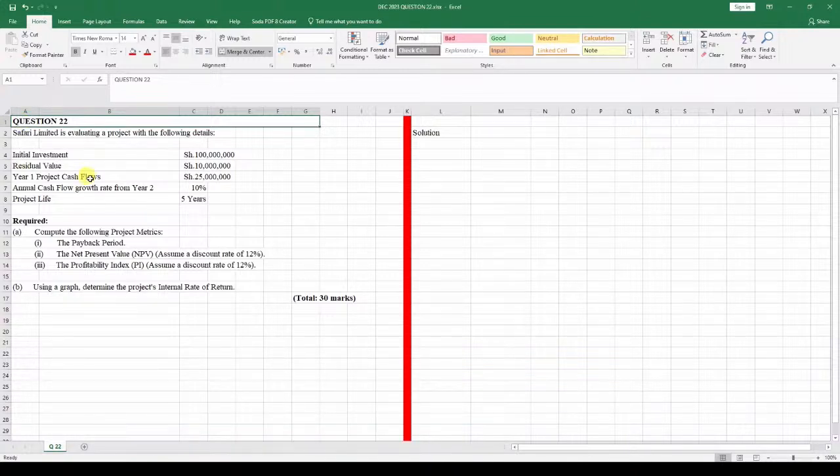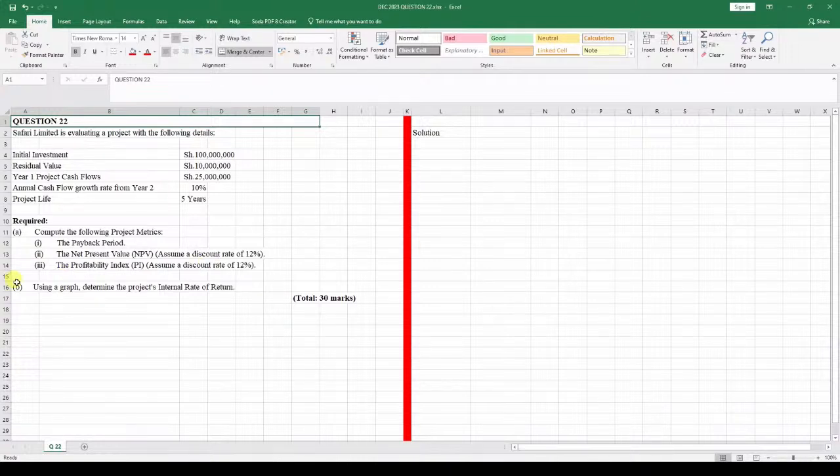Cash flows is 25 million. The annual cash flow growth rate from year 2 is 10 million. The project life is 5 years. You are required, A, compute the following project metrics: payback period, number 1. Number 2, the net present value, assume a discount rate of 12%. Number 3, the profitability index, assume a discount rate of 12%.